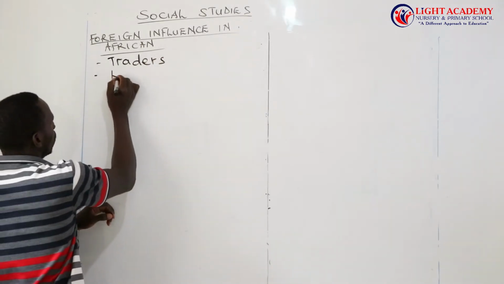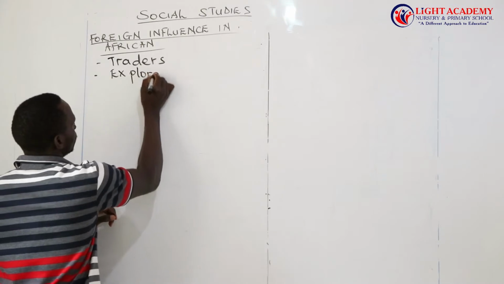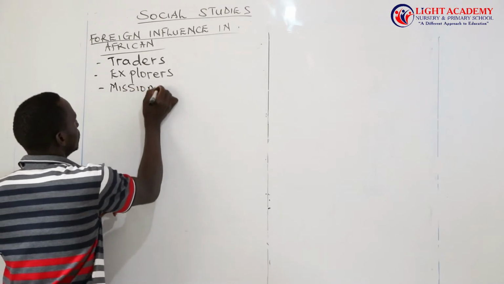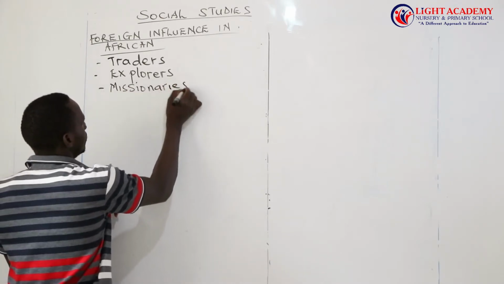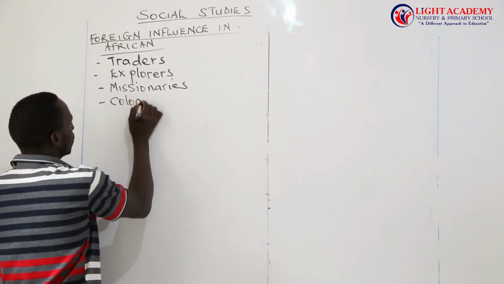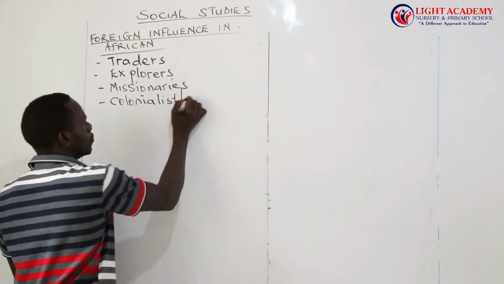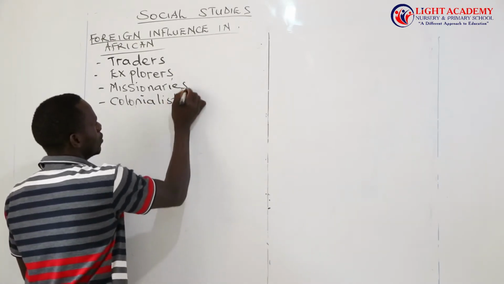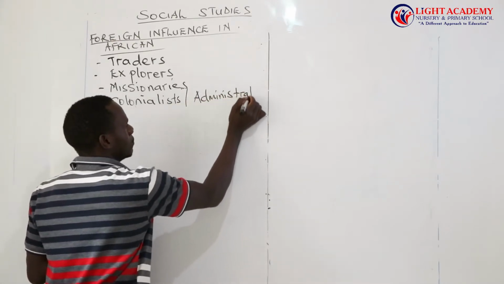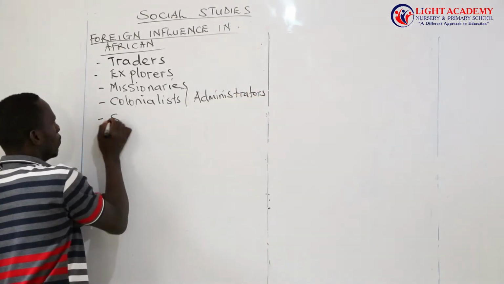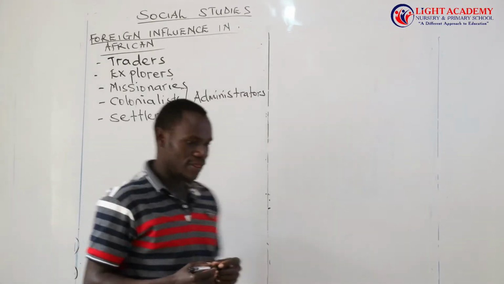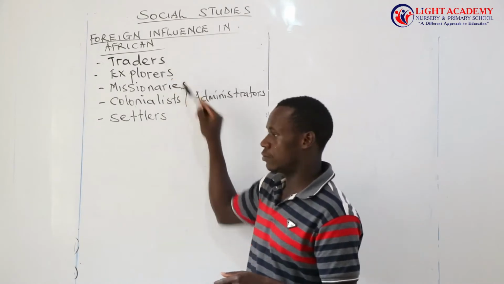Then group number 2, we had the explorers. Group number 3, we had the missionaries. Group number 4, we had the colonialists, colonialists stroke administrators. And number 5, we had the settlers. These were the different groups of foreigners who came to Africa.